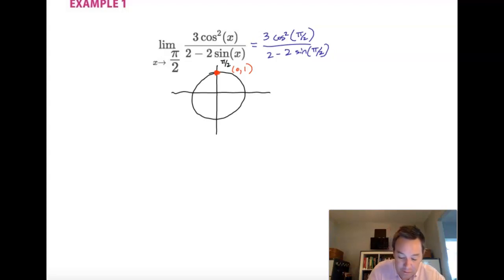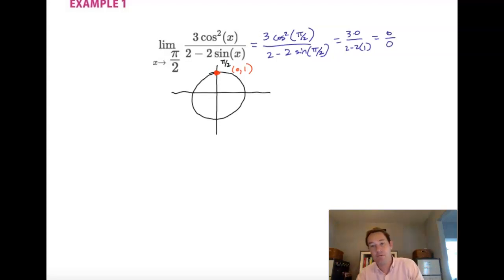So I know that cosine of pi over 2 is 0, so I have 3 times 0 over 2 minus 2 times sine of pi over 2, which is 1. So we end up with 0 over 0. And I want to remind you that that's not necessarily undefined or that the limit does not exist. This is an indeterminate form.